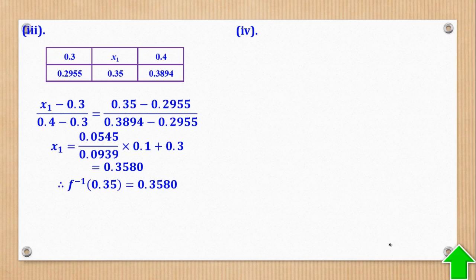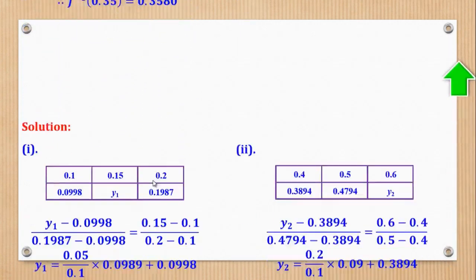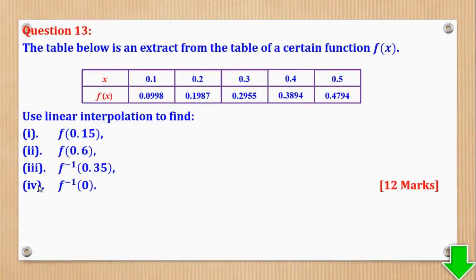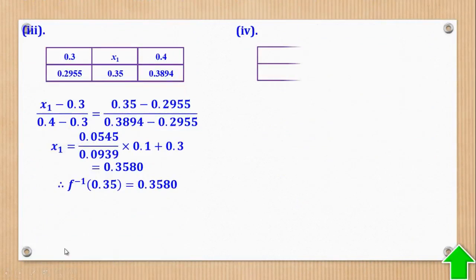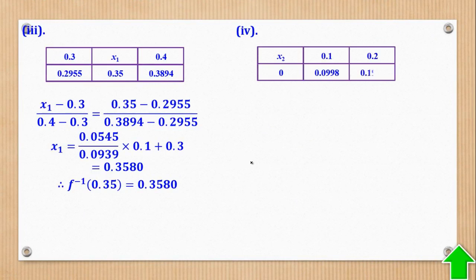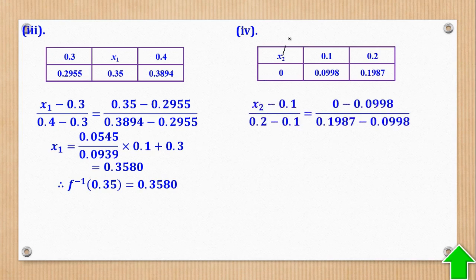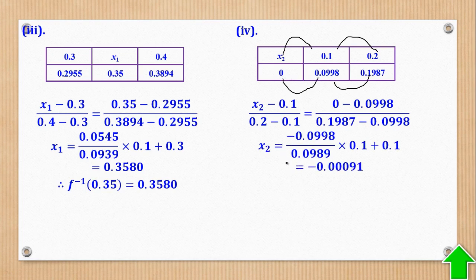That was Roman 3. What about Roman 4? Roman 4, they want the inverse of 0. So when f(x) is 0. Then we shall extract out the values we shall use. And here we are going to use extrapolation. So this minus this over this minus this is equal to this minus this over this minus that. And make x the subject. Use a calculator to give you that. Therefore you conclude. And that's what they wanted.